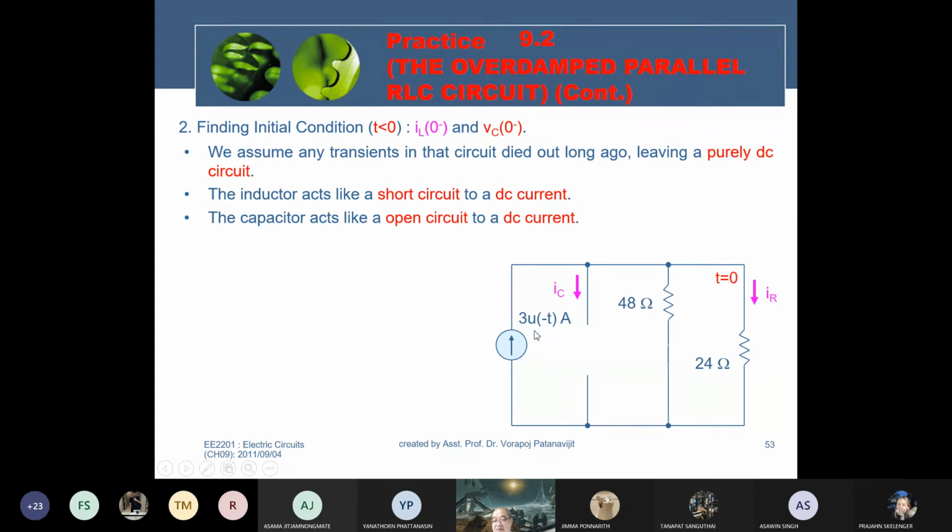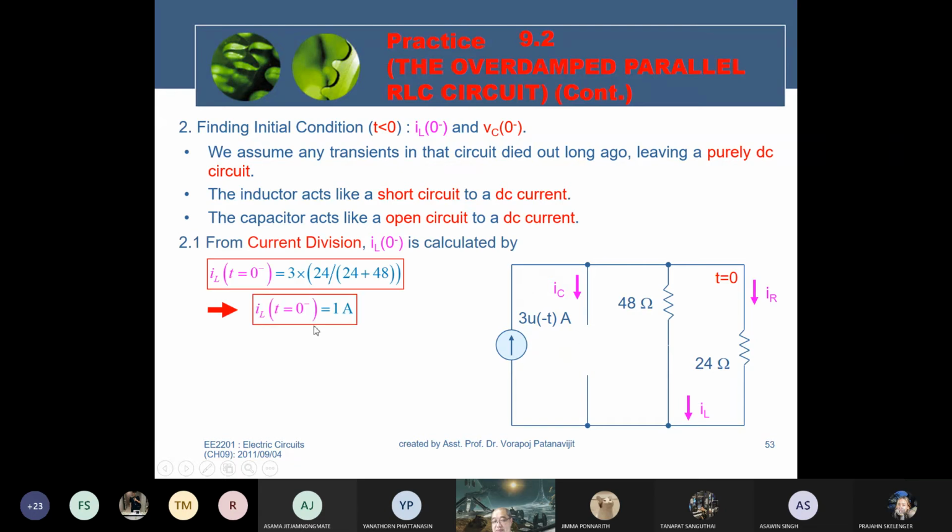Now you have one current source split in two. The key parameter that you would like to determine is IL. The question asks you about the two parameters, IL and VC. You must get IL and VC to use as the initial conditions.